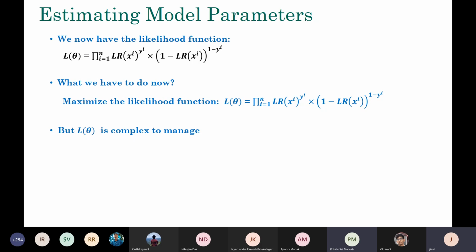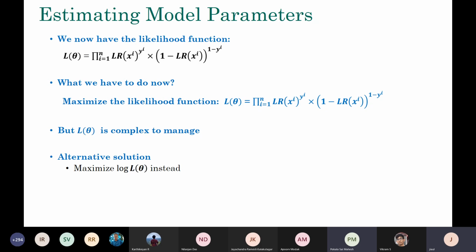Okay, so now that L theta is complex to manage, we always play this mathematical trick in mathematics. When you cannot deal with one expression, you tweak a little bit here and there to deal with it. So here the standard thing is called the log likelihood. If L theta is maximum for some value, log L theta will be maximum also, because log is a monotonically increasing function.